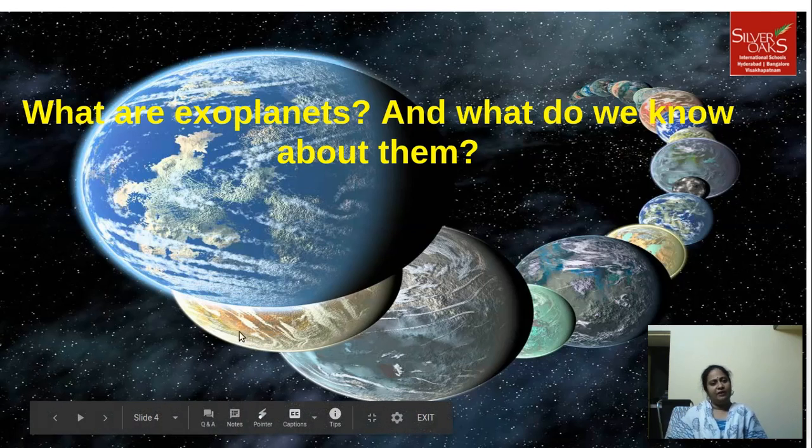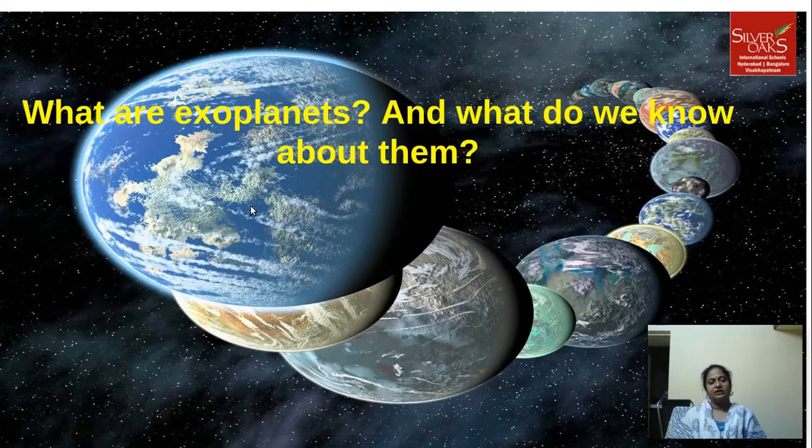We know very little about them, except that the structure of these planets is much similar to the structure of our planets, like Jupiter, Saturn or Earth. But still we do not have any evidence of whether life exists on these planets or not.